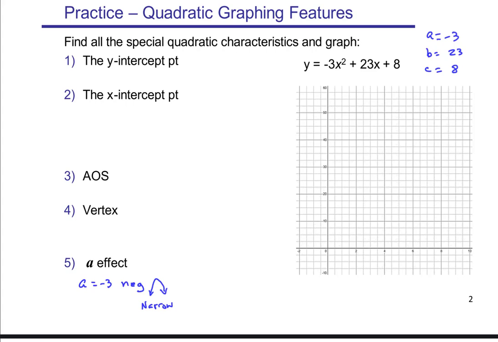Now we have another easy clue. Let's go back to the top, the y-intercept point. Now remember, if you're on the y-axis, what is x? If you're on the y-axis, that means x equals 0. So you're going to have 0, c, and in this problem, that's going to be 0, 8. Okay, let's hold on to that thought.